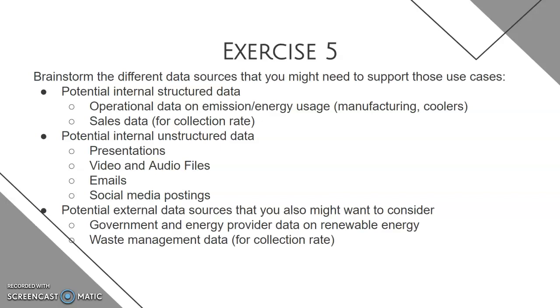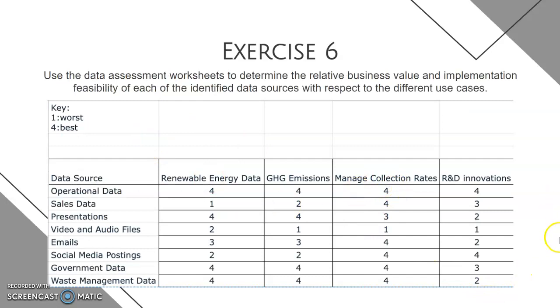The next big topic we thought about would be potential internal unstructured data. And under this would consist of presentations, video and audio files, emails, social media postings. And then for the third big brainstorming option, we thought of potential external data sources that we might also want to consider. And so some of these might be government energy provider data on renewable energy, and then also waste management data for collection rates. And with that, we can move to exercise 6.